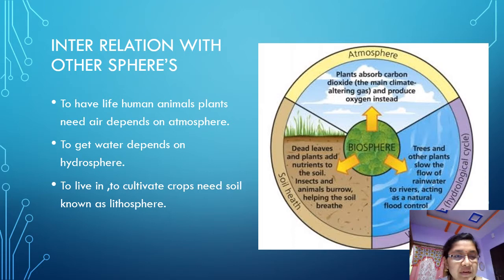You can see I have given some information that to have life, human, animal, plant, everything will be depending on the atmosphere. That is true, right? And they'll be depending on hydrosphere or water, and to irrigate land, to drink, and to get cultivated crops, they'll be using lithosphere.